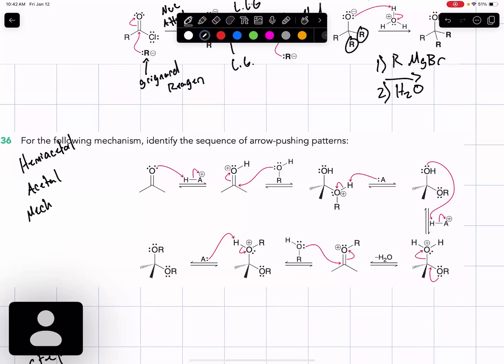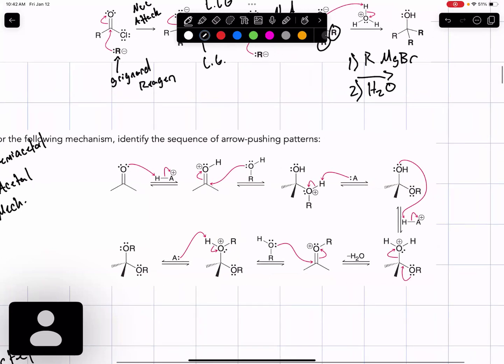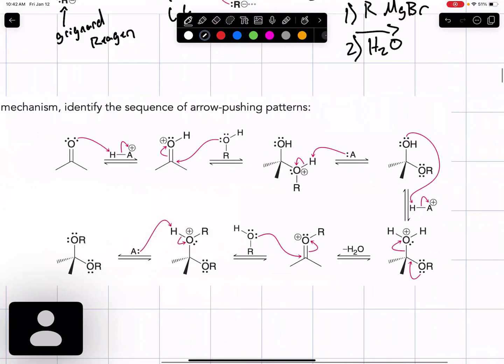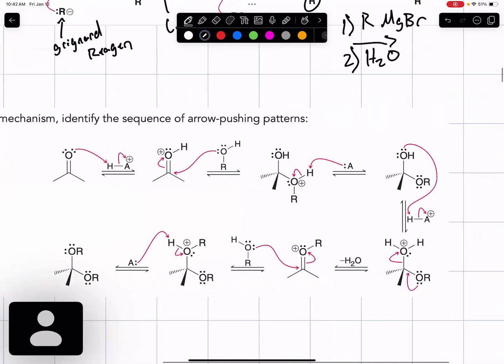mechanism. Okay, but let's identify the steps because that's not important right now. And this is in Orgo 2, so it doesn't matter. You don't need to learn this. Okay, what's the first step? There's a lot of steps. First step, proton transfer, protonating that oxygen, right? Proton transfer. Okay, second step.